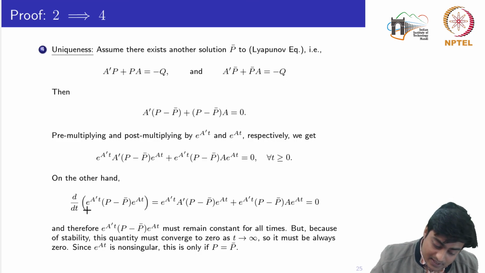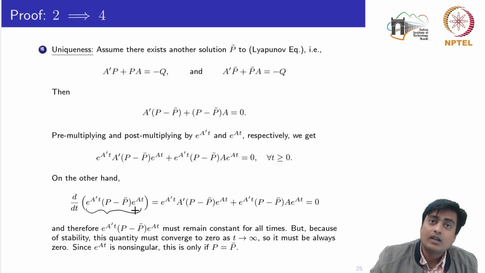Meaning to say that this term would either be equal to 0 or would be equal to some constant value, and this must remain constant for all time. But because of stability, this quantity must converge to 0, because A has all the eigenvalues on the left hand side. So these two parts would go towards 0 as t tends to infinity.